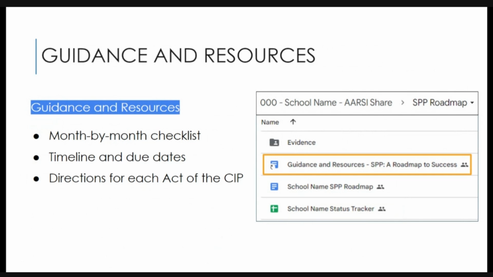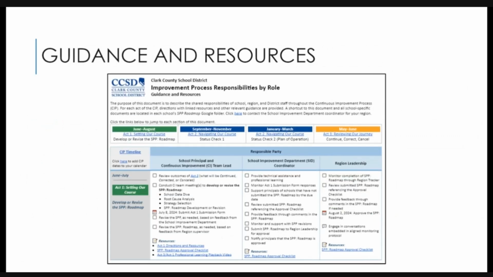In each SPP roadmap folder, there is a shortcut to the guidance and resources document. Go ahead and please open that document now. And this document, I don't think I exaggerate by saying it will be your best friend throughout this continuous improvement process. It is a one-stop shop for all of your resources and documents. So if you'll go ahead and open that up. It does contain every resource available to help you successfully guide your CI team, and we are going to explore this document more closely.